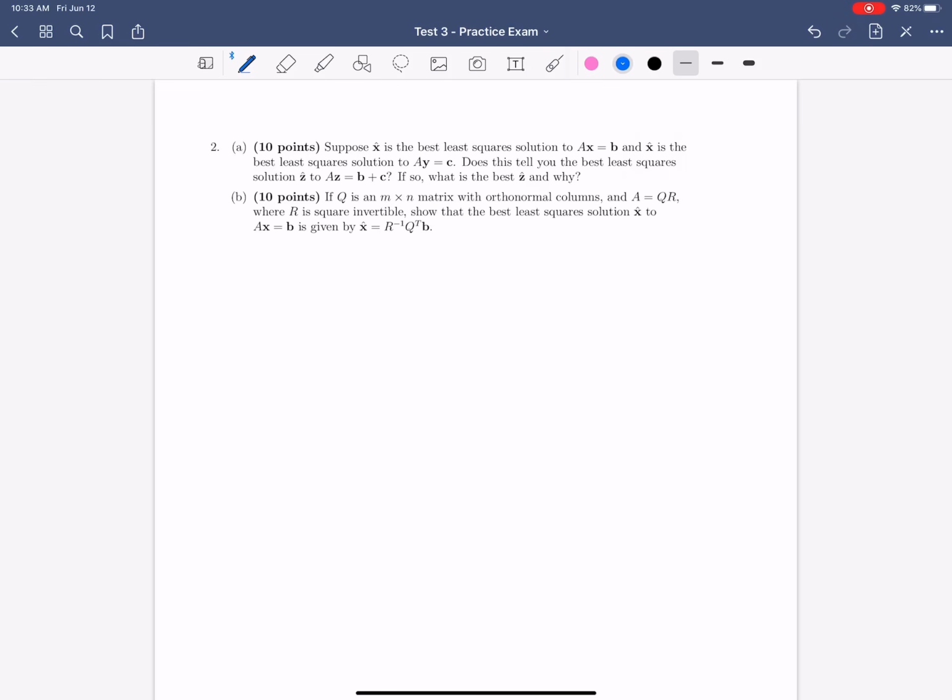All right. Problem number 2, continuing with least squares. Suppose x hat is the best least square solution to Ax equals b, and y hat is the best least square solution to Ay equals c. I think I have a typo here, I should correct that; this should be a y hat. Does this tell you the best least square solution z hat to Az equals b plus c? If so, what is the best z hat and why?